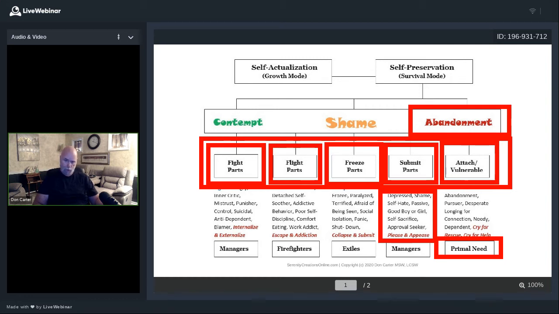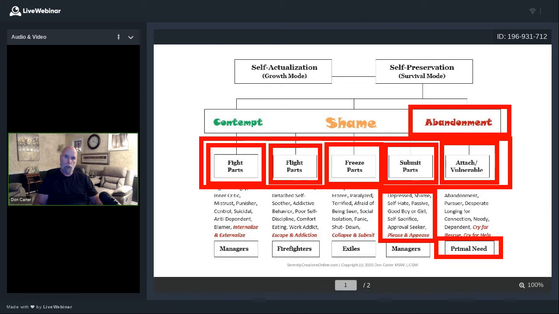This is where I'll be all about them, what they want, what they need, what they feel. I might be the good boy or good girl. I'll self-sacrifice, put everyone else's needs ahead of my own. And all of this is driven by depression from unmet needs, or shame from that infection, and maybe even self-hatred from the contempt. You'll see that the submit part and the attach part are closely related, or connected over here.